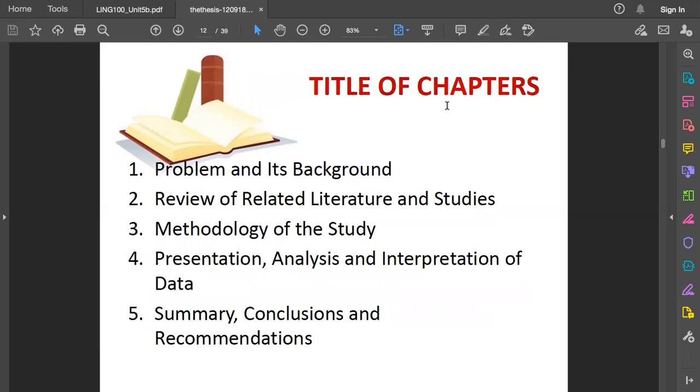Titles of chapters. You usually ask, why is it that there are 5 chapters, and why is it that there are only 4 chapters? It's because, again, it's institutional. Some institutions have 5 chapters because they separate the review of related literature chapter and the conceptual framework from chapter 1.